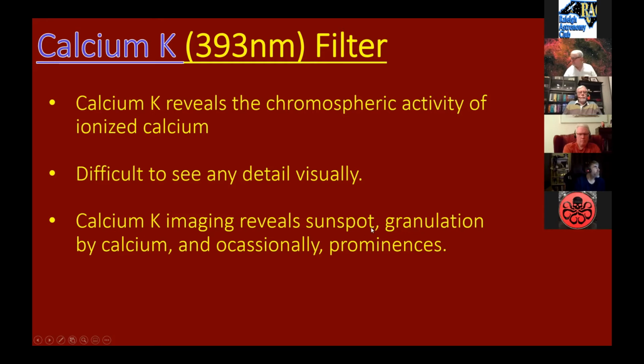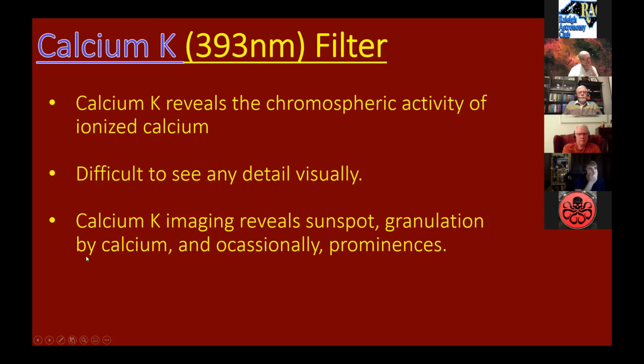Shows sunspots just like the other two, and occasionally it actually does show you prominences. Hydrogen alpha does show you prominences, and you have better luck seeing them with hydrogen alpha, but with calcium K you can pick them up sometimes if they're intense enough. They'll have, I guess, calcium flowing through those things as well. You'll see the prominences as well.